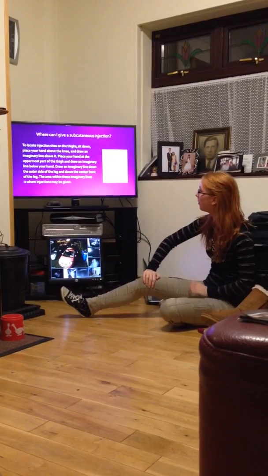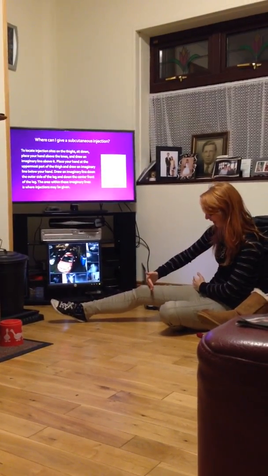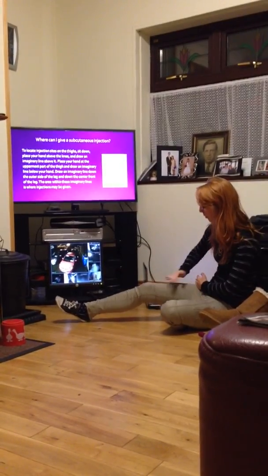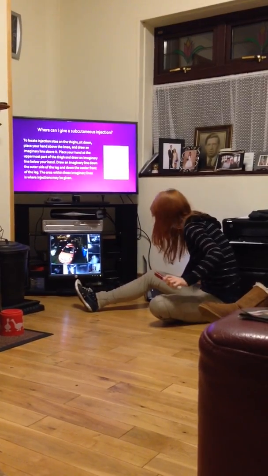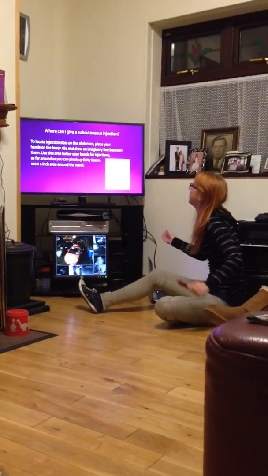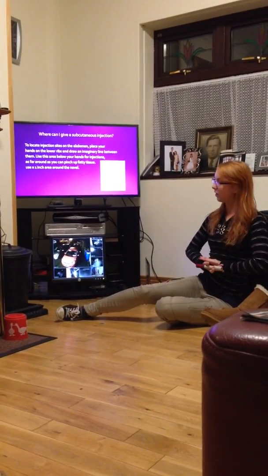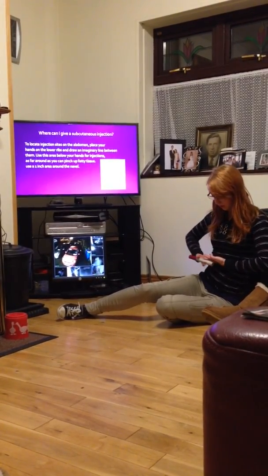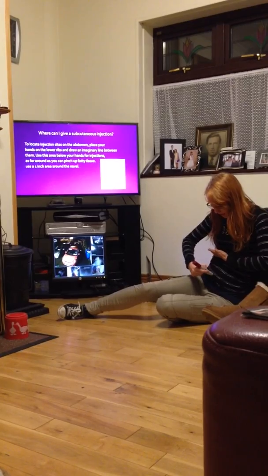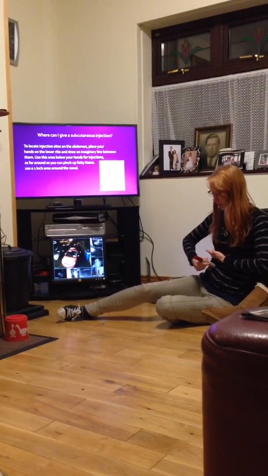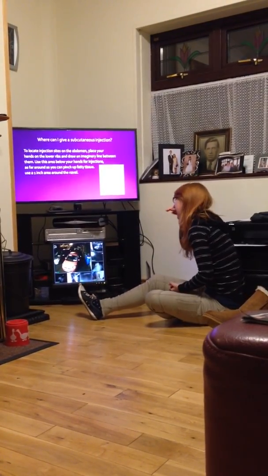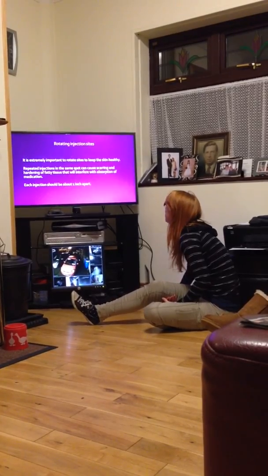Place your hand on the uppermost part of the thigh and draw an imaginary line, and between those two again would be the site for your injecting on the thighs. And to locate the site on the abdomen, you place your hands under the lower ribs, the imaginary line, and within an inch all around the navel, that is where you can give the subcutaneous injection into the abdomen.